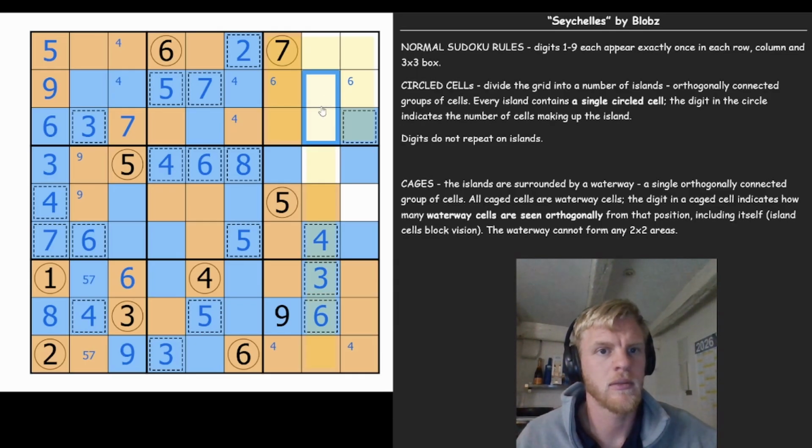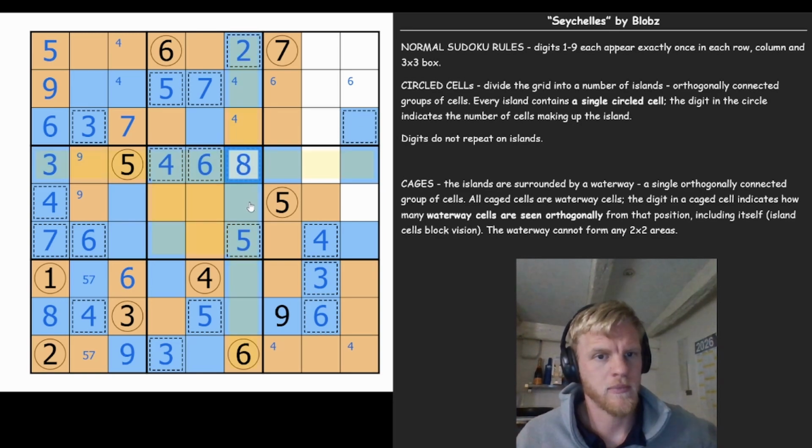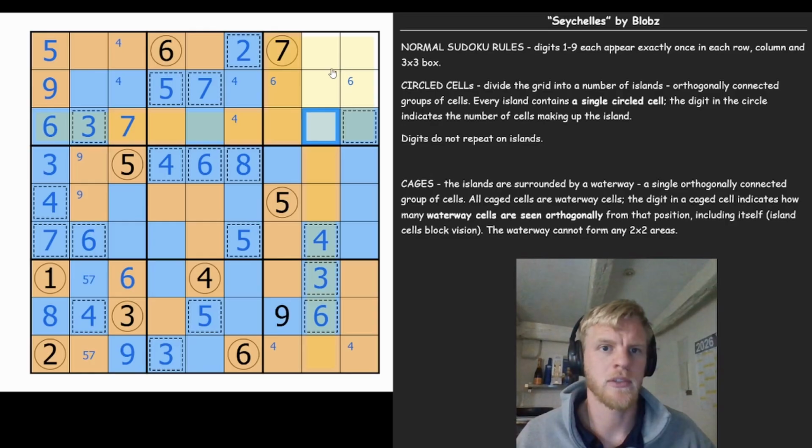And those 3. Sorry about that. Those 3. The 8, of course. 4 and 4 is 8. That's not water. So the water connects through here. This not water.